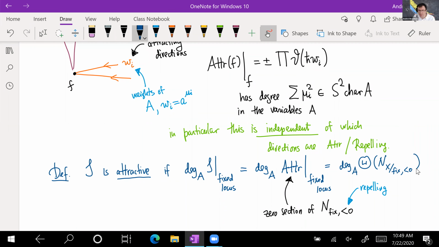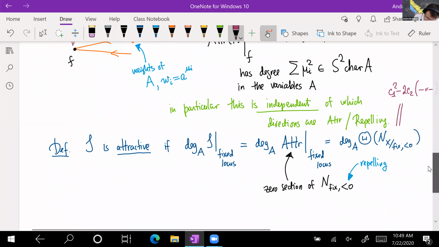And in general, we computed the degree of the theta bundle last time. This is C1 squared minus 2 C2 of that. So that makes sense. And then observation.